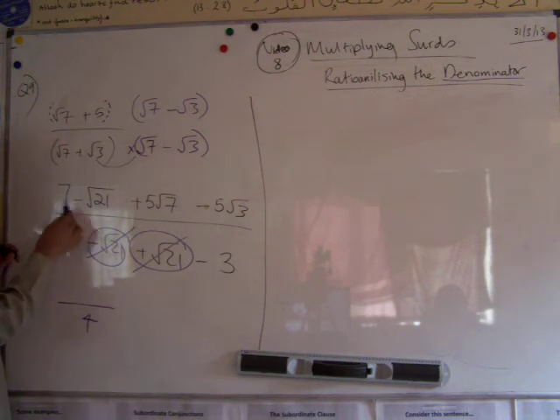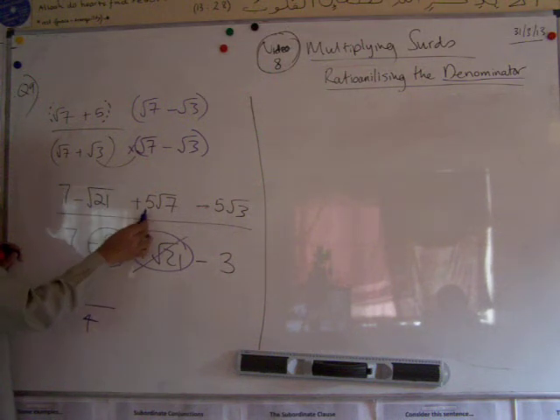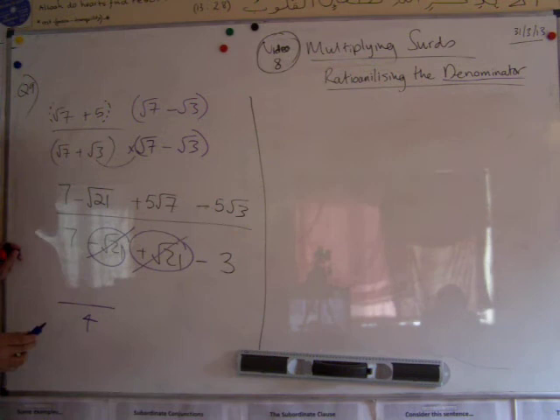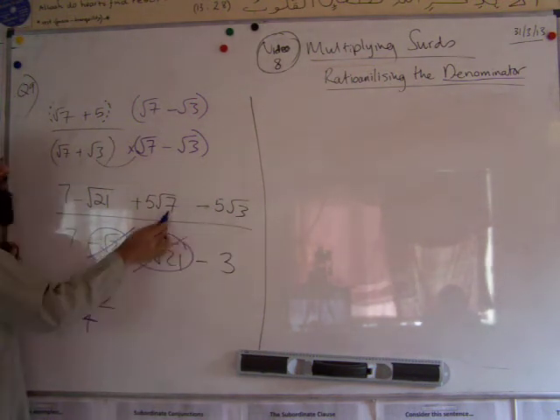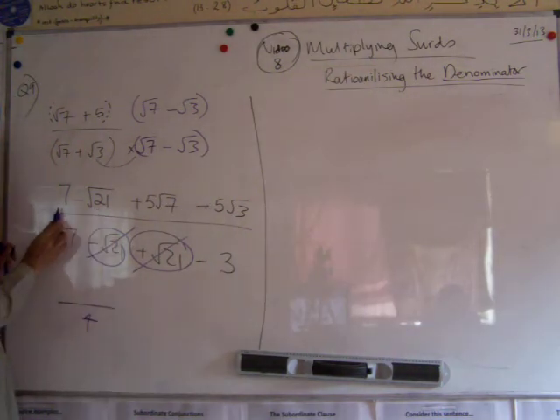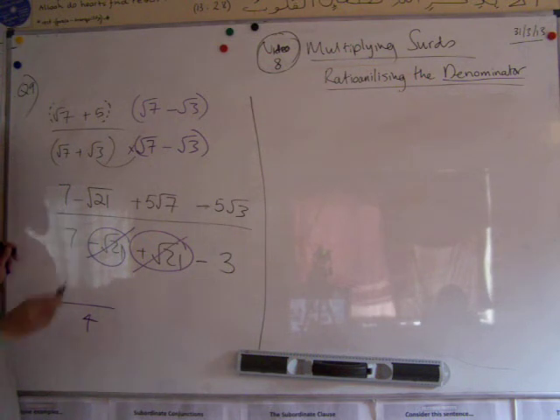We have 7 minus root 25 plus 5 root 7 minus 5 root 3. Is there anything we can do with the top part? Is there anything? That's a prime number. That's not prime, but it's got no square numbers in there either. Can't pull anything out from there. And that's a prime number. What do you think we do to the top? Just leave it as it is.